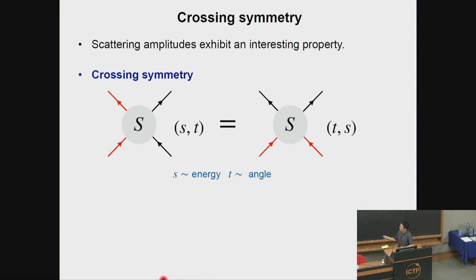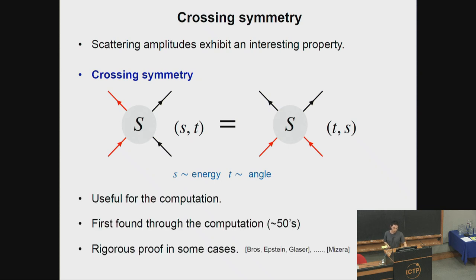When you interpret this formula, you also need to do an appropriate analytic continuation, because originally the first argument S was supposed to be always positive, but in order to make sense of this formula, you also need to consider this object for which the first argument can also be negative. That's why analytic continuation is important.